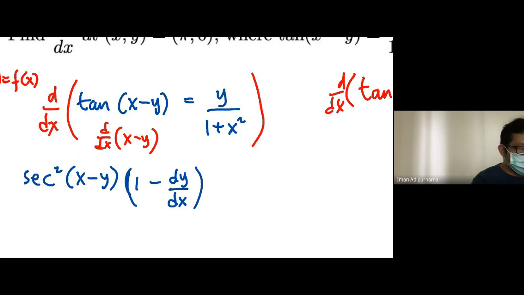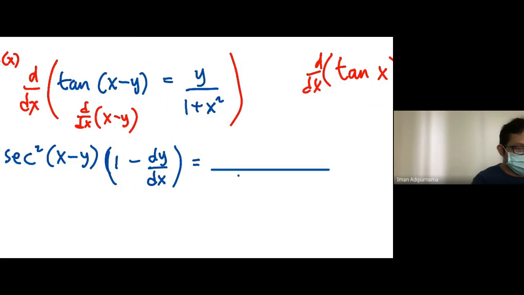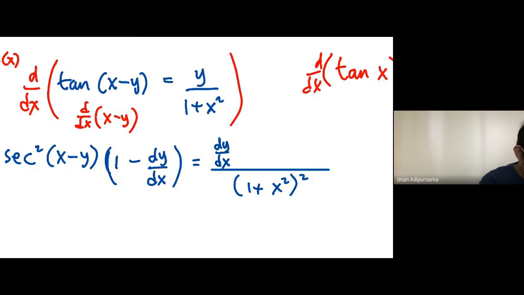Now it's equal to, let's say we have 1 plus x squared, the quotient rule. So this will be dy over dx multiplied by this, minus y, and then this is 2x, right?